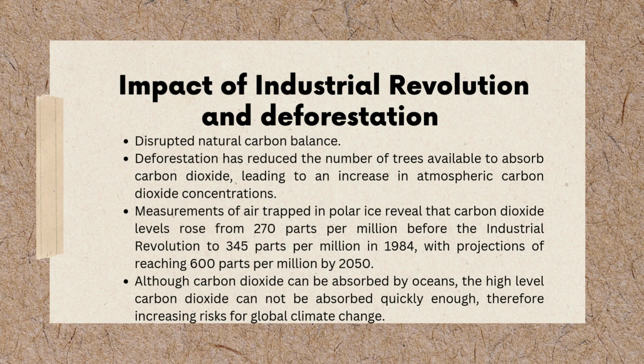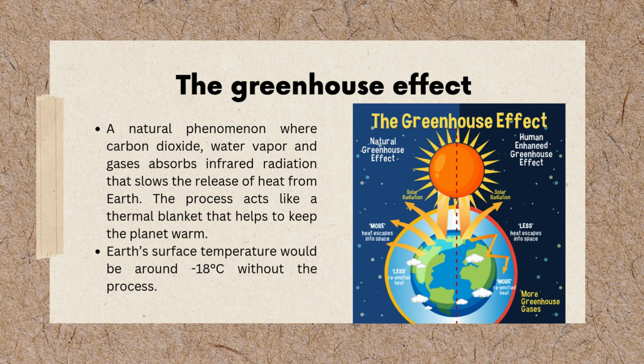Some of this increased carbon dioxide is absorbed by the oceans as hydrogen carbonate ions, benefiting coral reefs. However, the oceans cannot absorb carbon dioxide quickly enough to keep up with rising levels. While higher carbon dioxide levels could enhance photosynthesis, leading to increased plant growth and agricultural yields, they also pose risks for global climate change. Carbon dioxide, along with water vapor and gases like methane, absorbs infrared radiation, which slows the release of heat from the Earth.